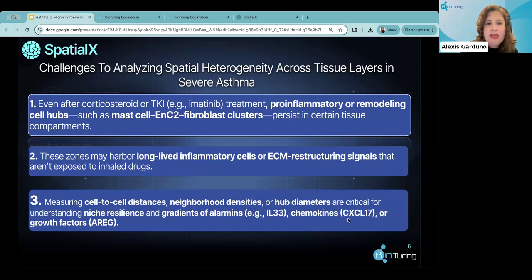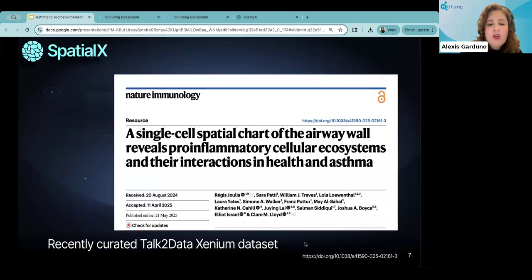Again, these are some of the challenges that a lot of researchers face, especially if they're only working with single-cell RNA-seq but really want to understand the spatial context or the tissue layer context. Then you would need to utilize these spatial transcriptomics data sets. So the study that I wanted to focus on was this newly curated data set in our Talk to Data system.